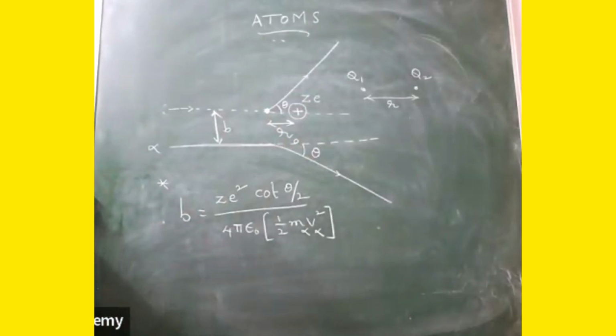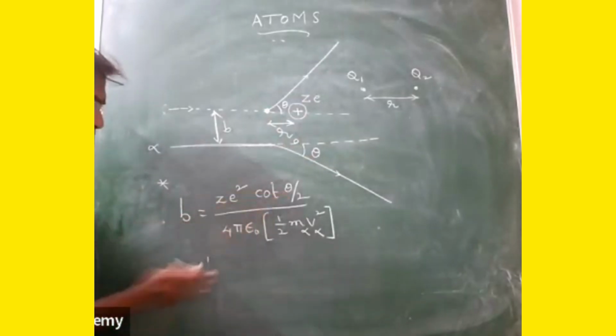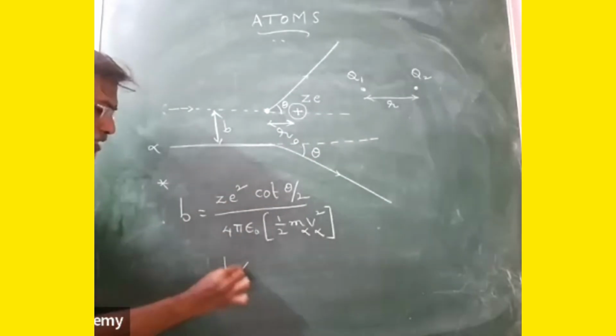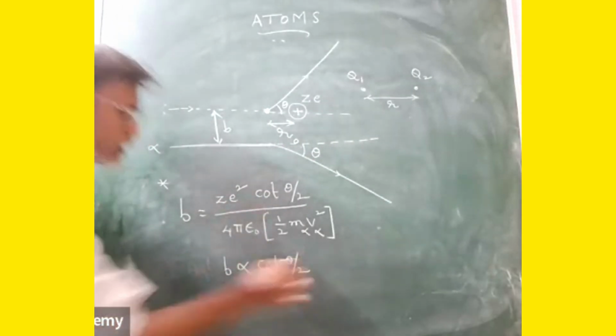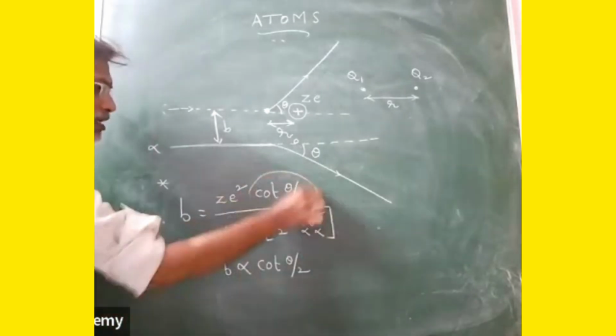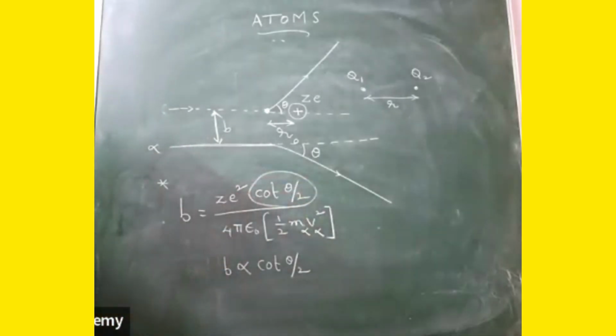For example, here if the scattering angle decreases, the theta value decreases. Here I am taking one form: B is directly proportional to cot theta by 2. The scattering angle is related to B, proportional to cot theta by 2. Why? Because that is in the numerator.